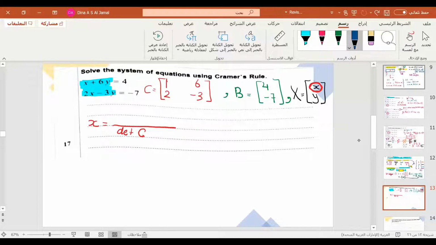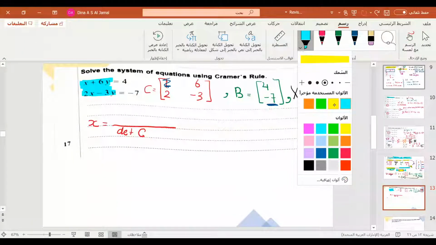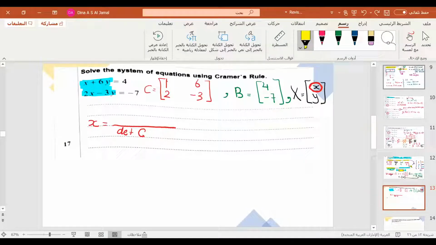So first of all, because it is the first variable, you should take your constant matrix and replace the first column. Let's use the highlighter better. So write your new determinant: 4, -7, then 6 and -3, sorry. The other column, write it as it is.